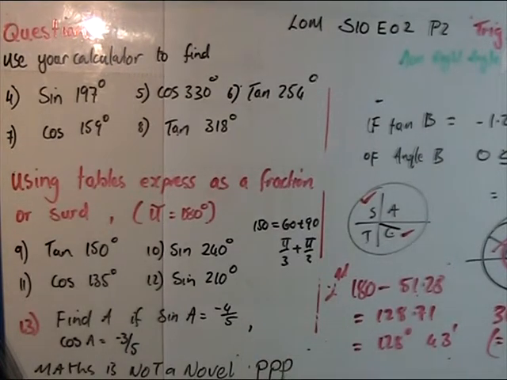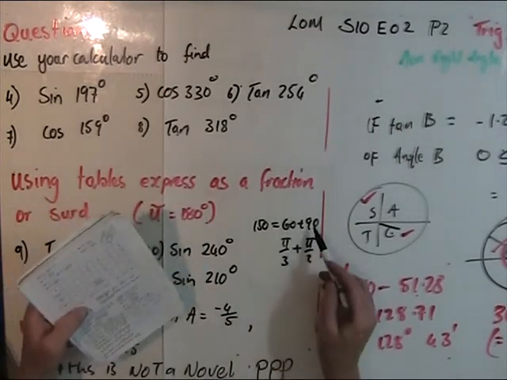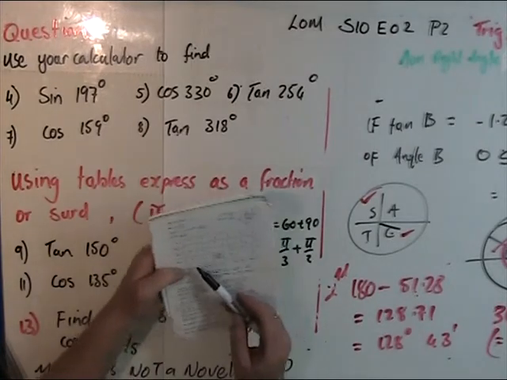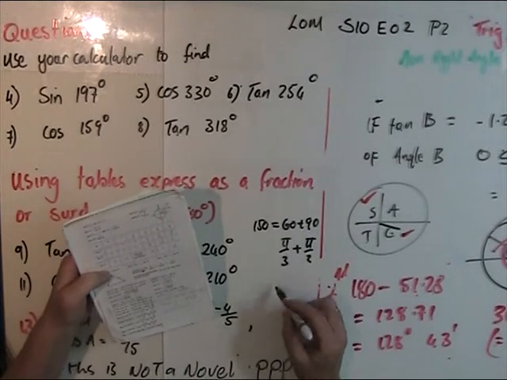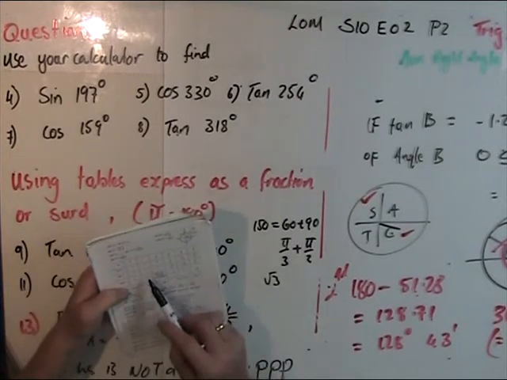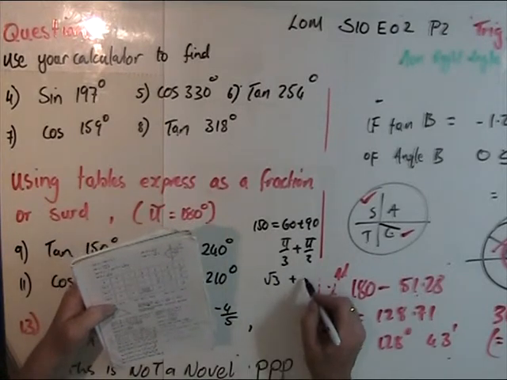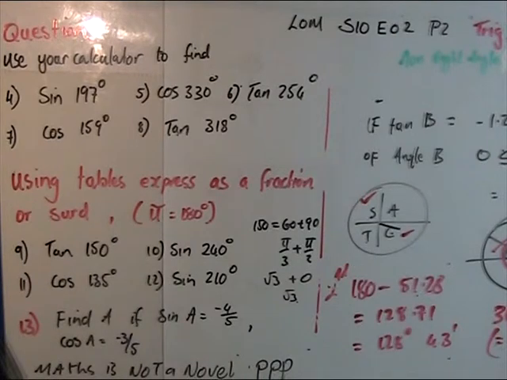So from my tables, tan of 60 and tan of 90. 60 is pi over 3, which gives root 3, and for 90, pi over 2, tan is undefined in this case, so the answer is root 3. Now some of these have undefined, that means that they're not known. So we have to break these up. You have to use your head for this.